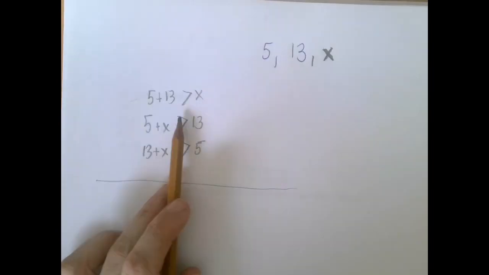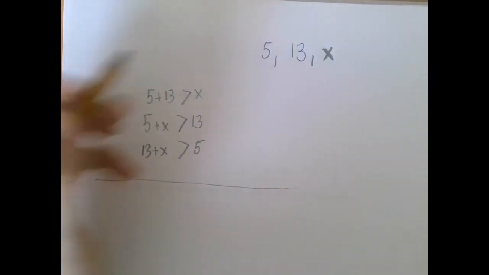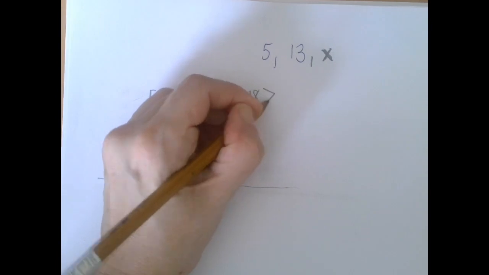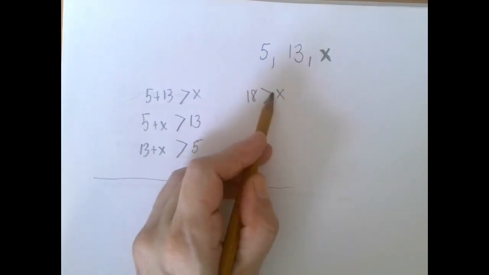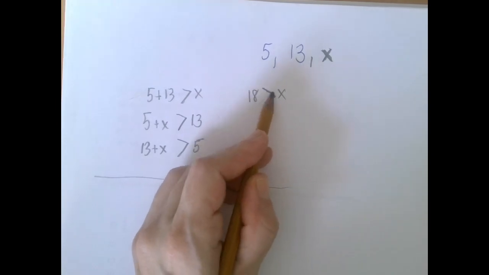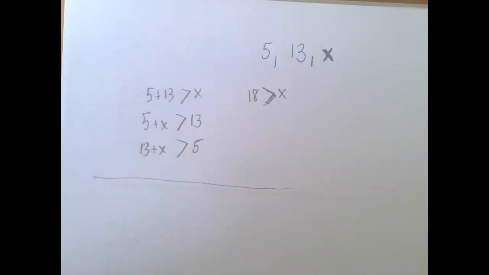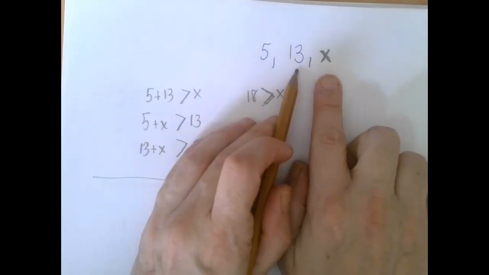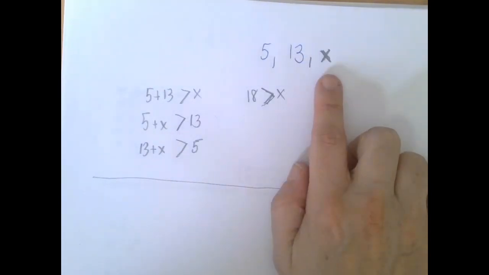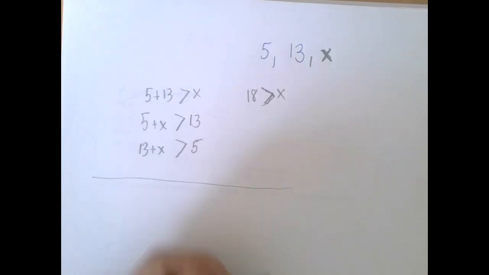So let's see what these inequalities state. This says 18 is greater than x, but if you look at it from the point of view of x, this is where the inequality is small, it really says that x has to be less than 18. Indeed, if x is more than 18, like 20, then 5 plus 13 is not going to be long enough. So x has to be less than 18.